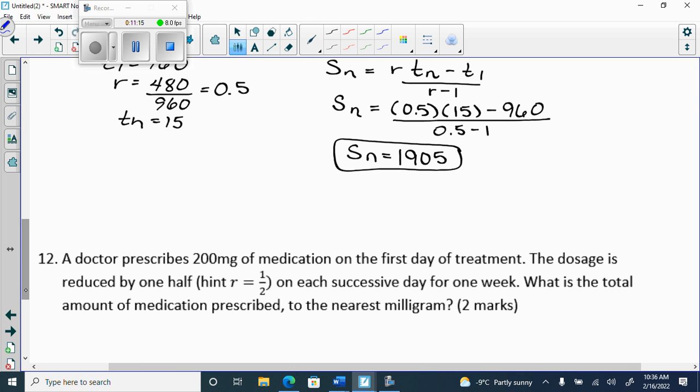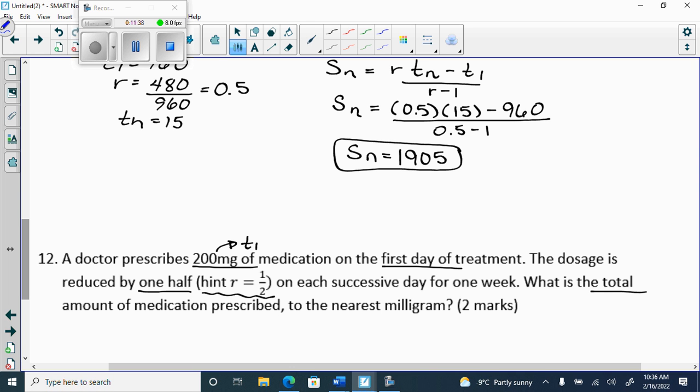A doctor prescribes 200 milligrams of medication on the first day. So what is the 200 representative of? T1. The dosage is reduced by 1/2 on each successive day for 1 week. So our R is a half. What is the total amount?